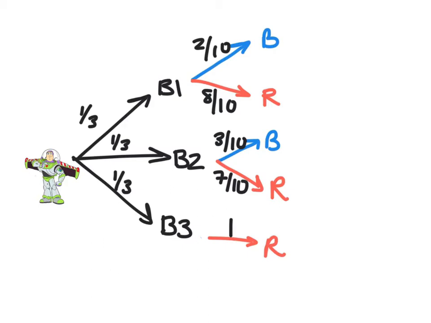Now, he replaces that ball into the bucket he took it from, and he draws another ball. So on the top choice here, if he had drawn a blue ball from bucket 1, he puts it back, and now he can draw a blue ball again, or a red ball again from bucket 1. And these probabilities are the same as they were before because of the replacement. So he has a 2 out of 10 chance of drawing a blue ball, and an 8 out of 10 chance of drawing a red ball for that specific option.